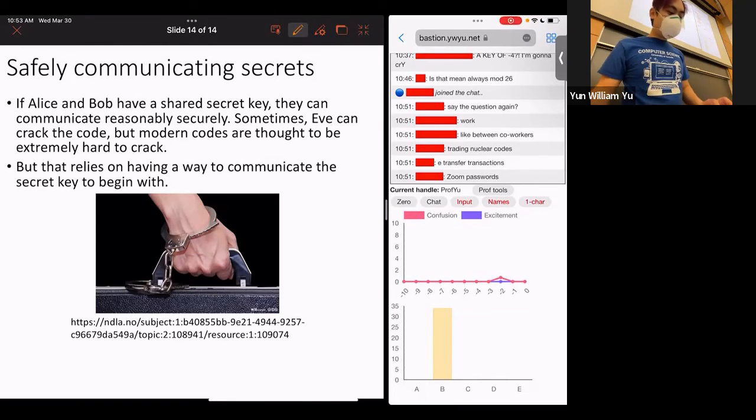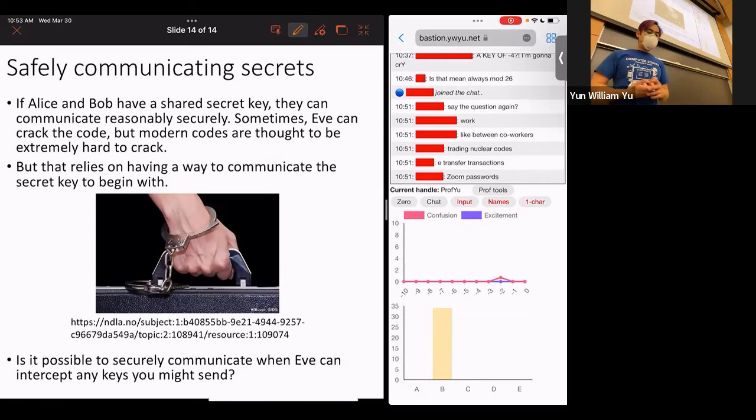So now the big question is: is it possible to securely communicate even when Eve can intercept anything you say to each other? Let's suppose that you've just met someone. Alice has just met Bob, and they want to communicate securely. But the problem is that when they start communicating, Eve has wiretapped everything. If anything they say to each other, Eve automatically knows. And so they have no way of sending the secure password that Eve doesn't hear. Is it still possible for them to communicate?